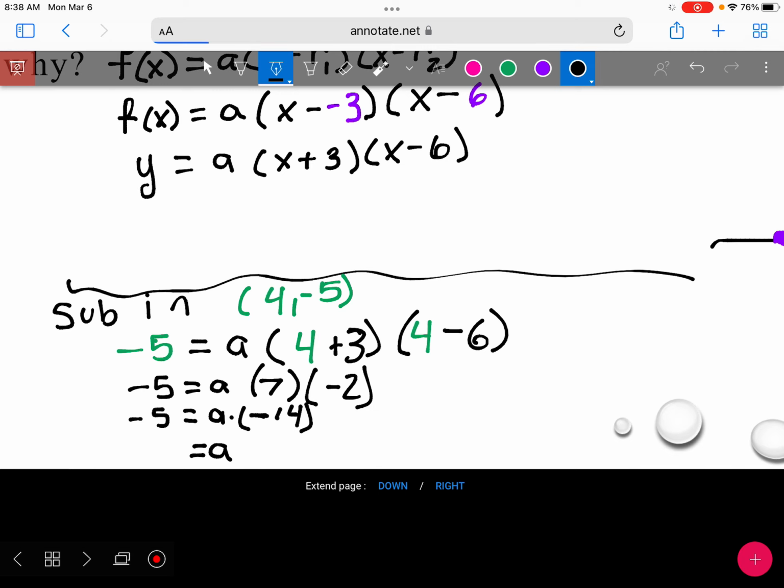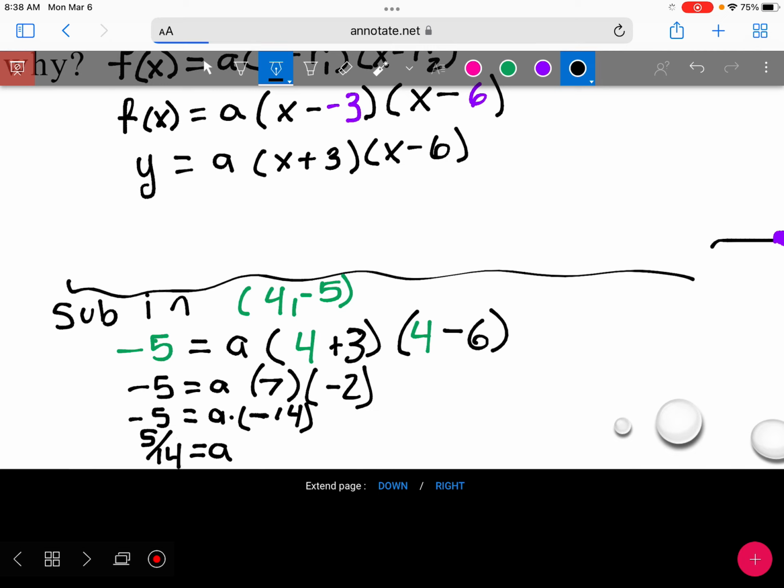What's happening between the a and the -14? They're being multiplied. How do I undo that? Divide. And we're going to get a not pretty number. So I'm going to divide both sides by -14. That's going to give me 5/14 is my a value.